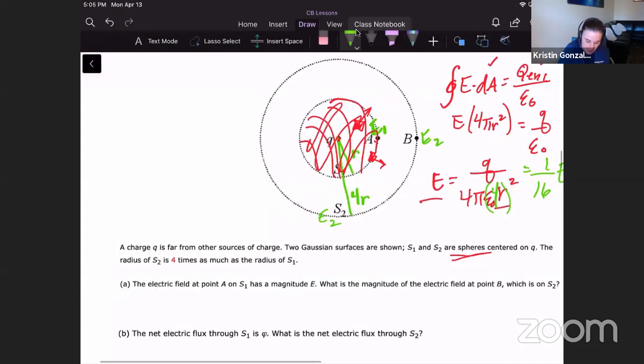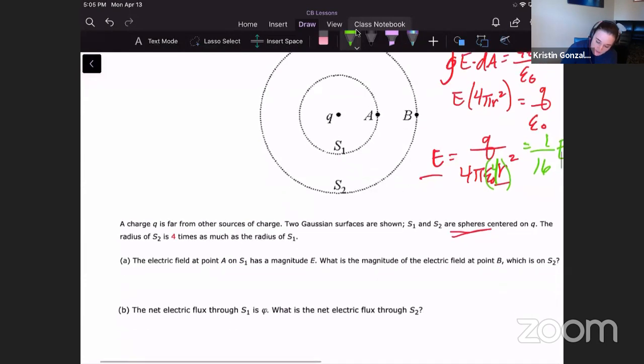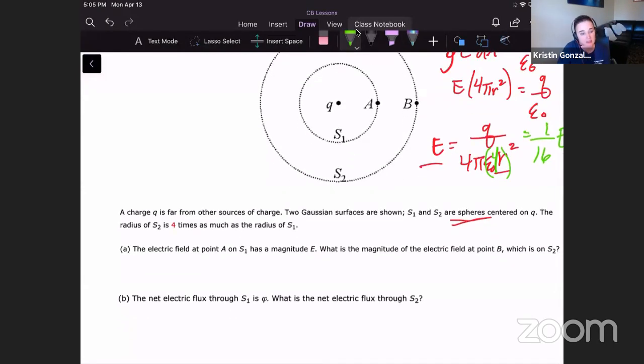Okay, but what about the flux? Let me erase some of this here. Let's compare the flux on the two surfaces. How can we get flux? Well, there are two different ways we can look at it. I always write them both down and then I look at what I know, or which one is going to be easier for me to use. All right, so we know the electric flux is either the integral of E dot dA, or I could also use Q enclosed over epsilon naught.